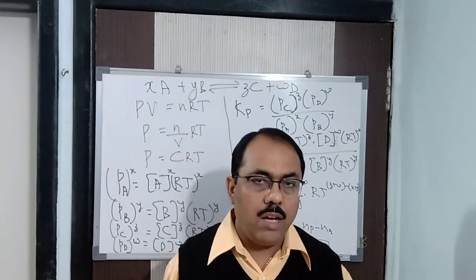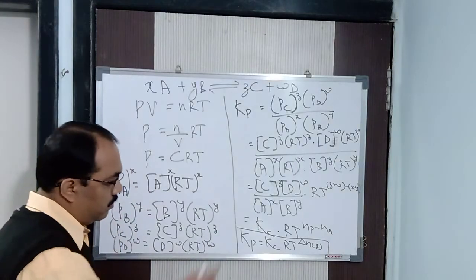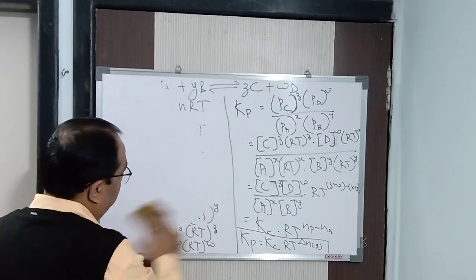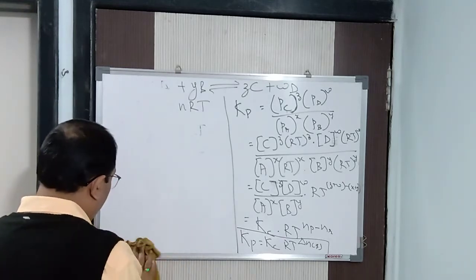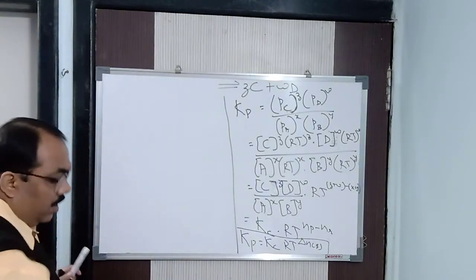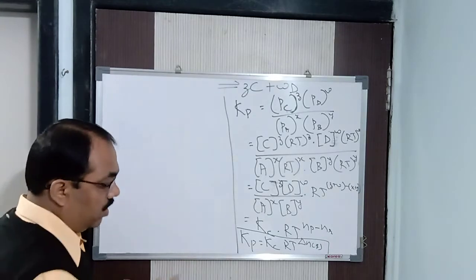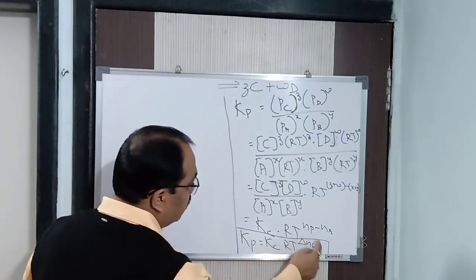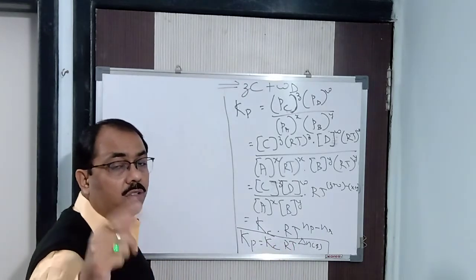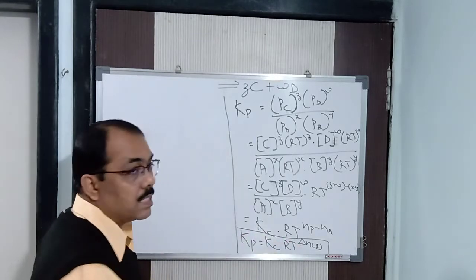Now Kp and Kc can definitely have 3 relationships. From the relationship Kp is equal to Kc into RT to the power delta Ng, either Kp will be equal to Kc, or Kp will be greater than Kc, or Kp will be less than Kc. If Kp is equal to Kc, then delta Ng will be 0, the change in number of moles will be 0, because RT to the power 0 is 1. So hence Kp will be Kc.